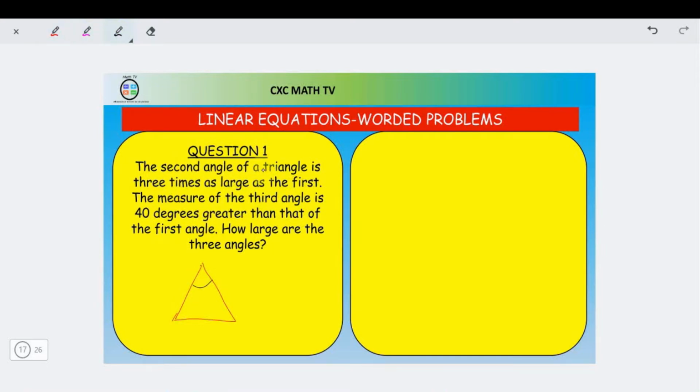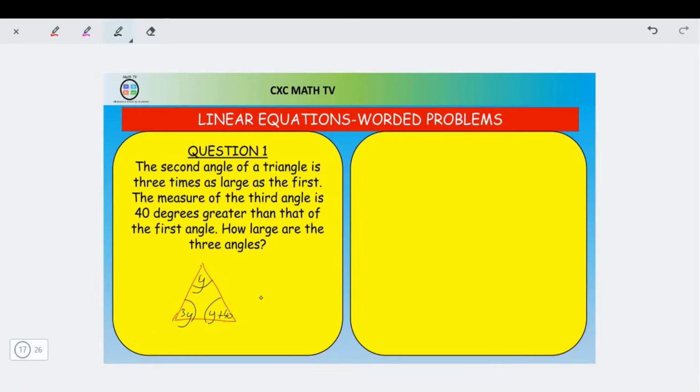It says the second angle of a triangle is 3 times as large as the first. So if we call the first angle y, we know that the next angle is 3 times as large as y. So this is 3y. Then the measure of the third angle is 40 degrees greater than the first angle. So this angle is y plus 40, because it's 40 bigger than the first one. Now, how large are the three angles? So we just need to find y, then we know all three.